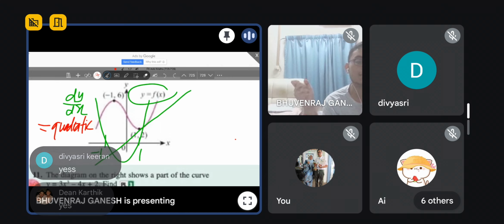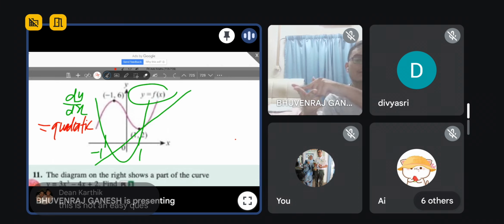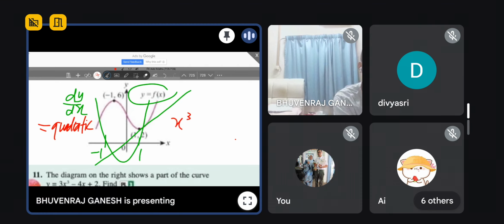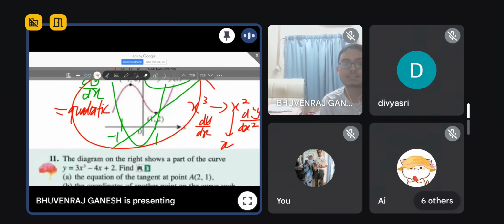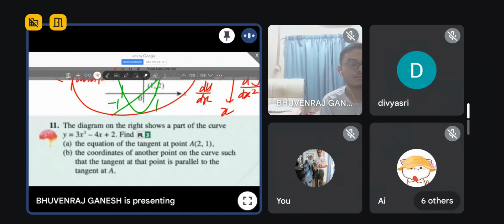Okay, this is the relationship. From cubic, you go to quadratic, then you go to linear. Y, dy dx, d2y dx2. So this is how it relates. If you want to go from x cubed to x squared, you do dy dx. X squared to x, you do d2y dx2. So this is shown in the diagram on the left. Exactly. So this is a bit more complex than your normal question.